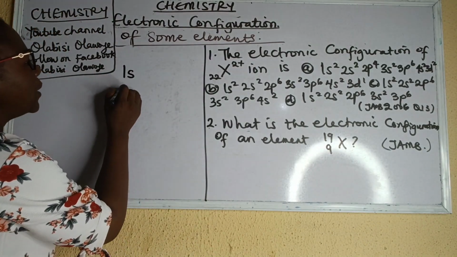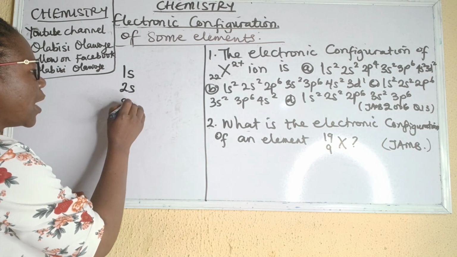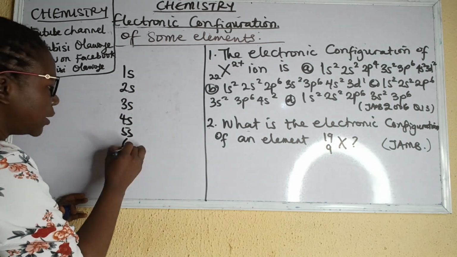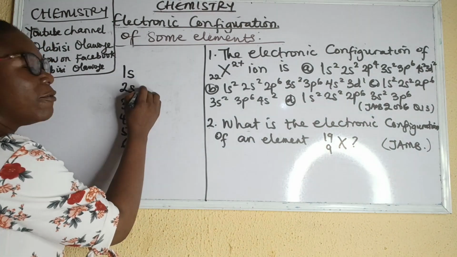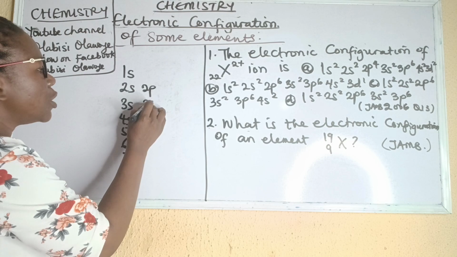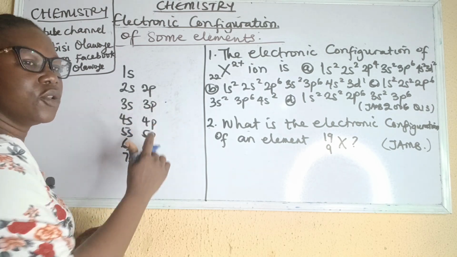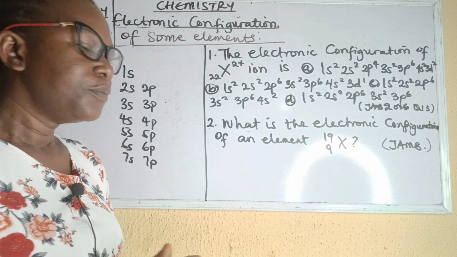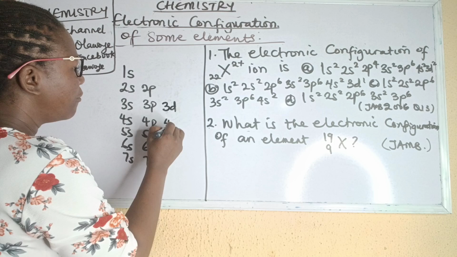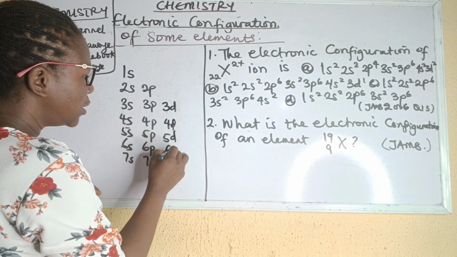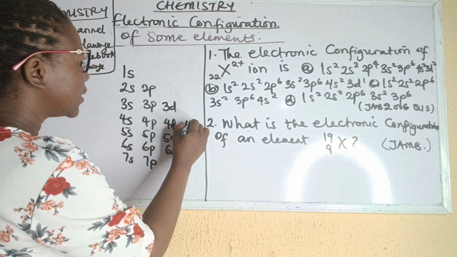We have to write S, 1s to 7s: 1s, 2s, 3s, 4s, 5s, 6s, 7s. Then on this part, write P on the level 2. That's 2p, 3p, 4p, 5p, 6p, 7p. Then for D, we have S, P, D, F, and D here starts from 3: 3d, 4d, 5d, 6d. Then there is no 7d. Then for F, we start from 4.